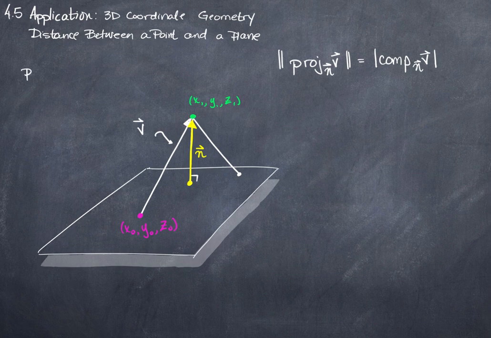Just by way of reminder, the projection of v onto n has the formula v dotted with n over the magnitude of the vector n squared, times the vector n. In other words, we're going to take this vector and scale it, dot it with the vector that's doing the projecting. Okay, that's the formula for projection, but that gives us a vector.